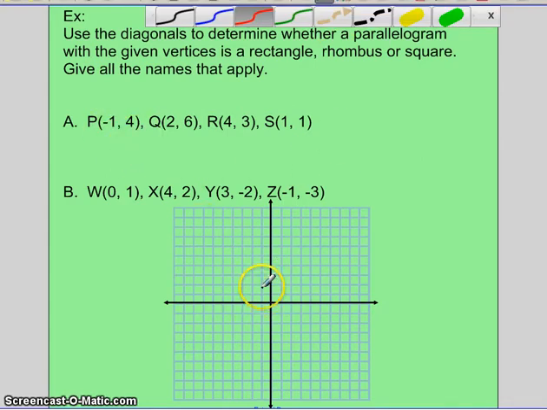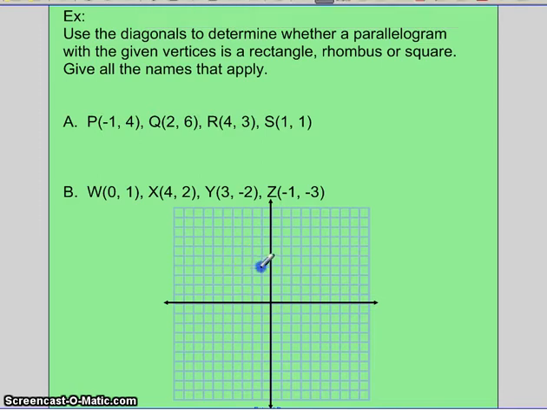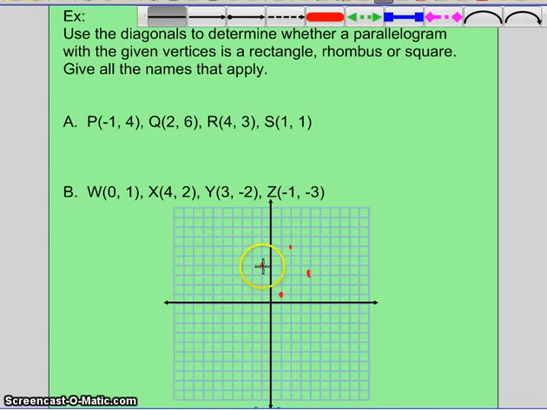So the first thing we're going to do is go ahead and plot the first set of points here, which is -1, 1, 2, 3, 4. Put that point down. Then I'm going to go 2, 6, 1, 2, 3, 4, 5, 6. Then we've got 4, 3, right there we go, and then 1, 1. Perfect.